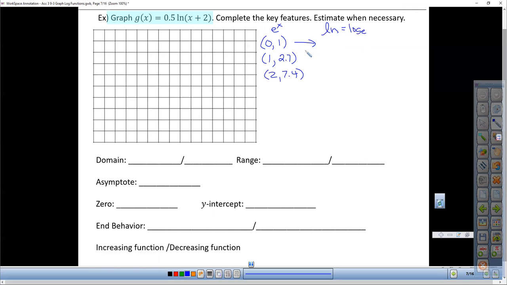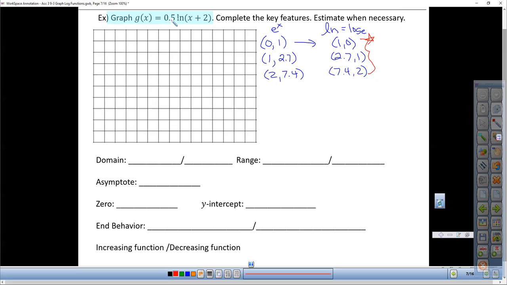So we flip them because these are inverses. So this becomes (1, 0), (2.7, 1), (7.4, 2). So these are my key points here that I'm going to transform.